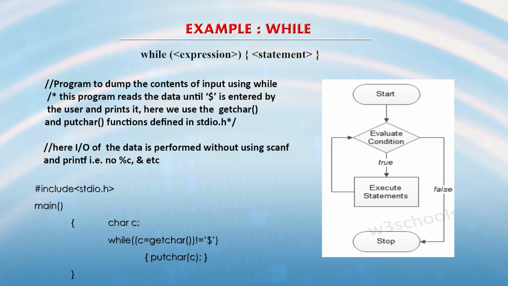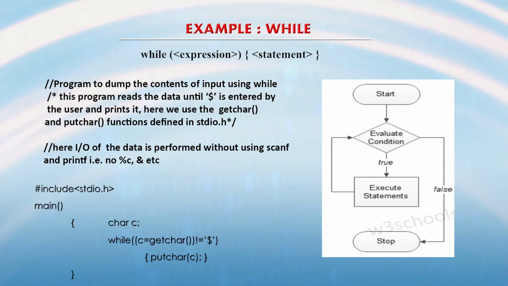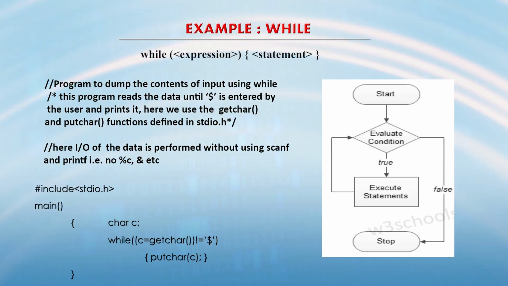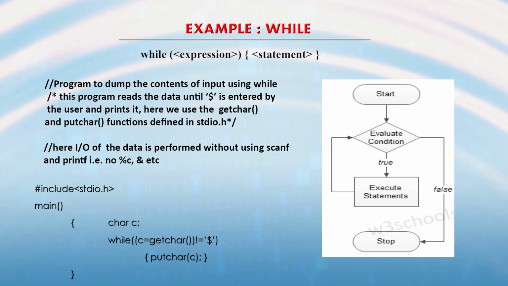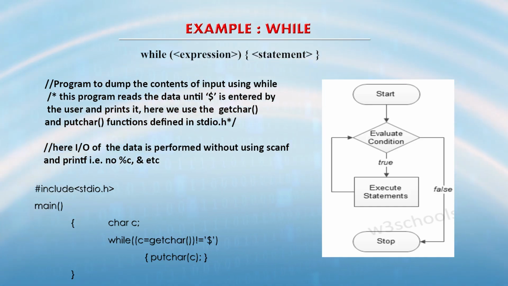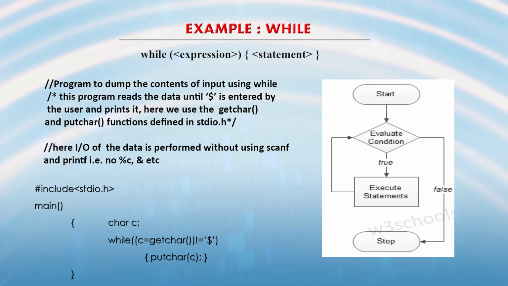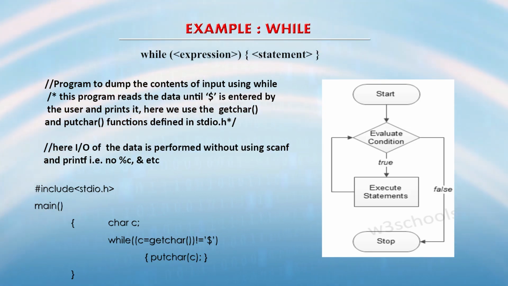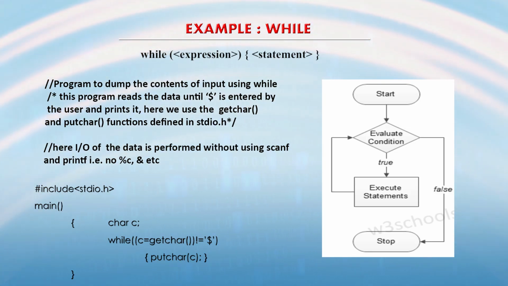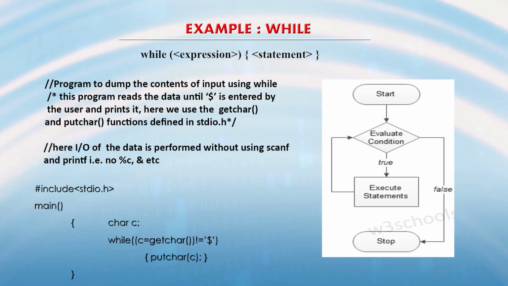Here we use the getchar and putchar functions defined in stdio.h. So, here the IO, that is the input output of the data, is performed without using scanf and printf functions, that is, no usage of %c, etc. The first line of the code will go like this: #include <stdio.h>. As usual, we have the preprocessor directives.